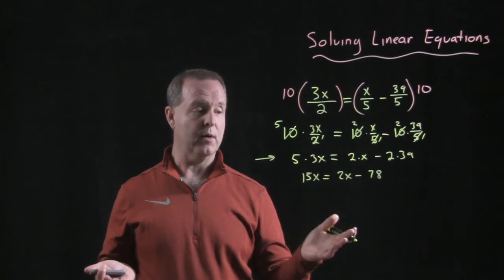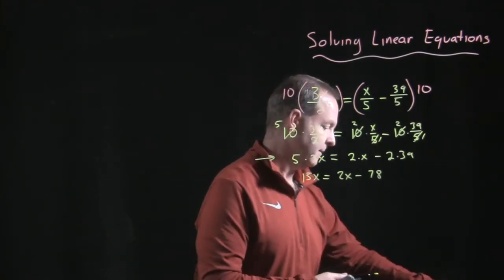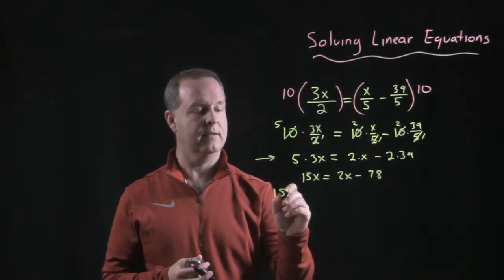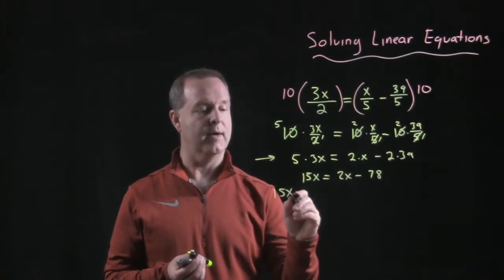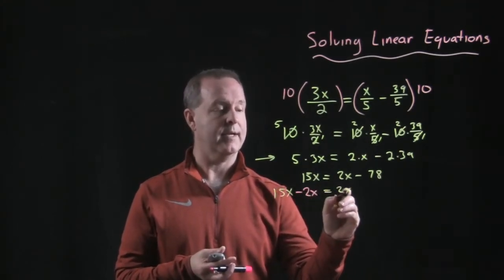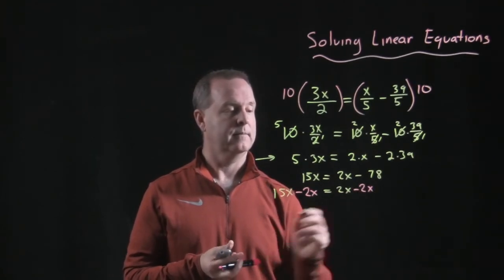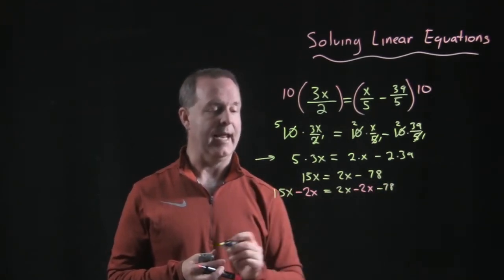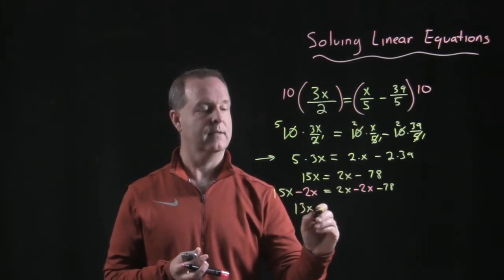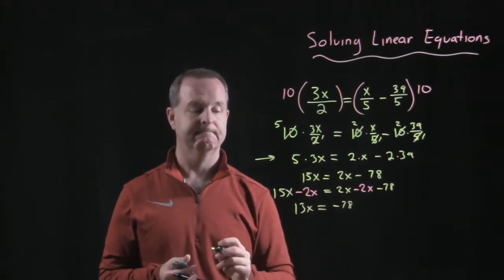From here, we go through our process and collect terms. I'm going to subtract 2x from both sides. So I have 15x minus 2x equals 2x minus that 2x. And then I still have that minus 78 hanging along. 15x minus 2x is 13x. 2x minus 2x is gone, negative 78.